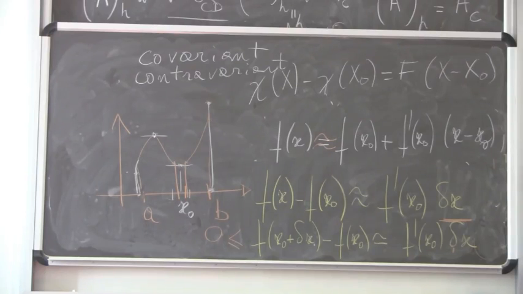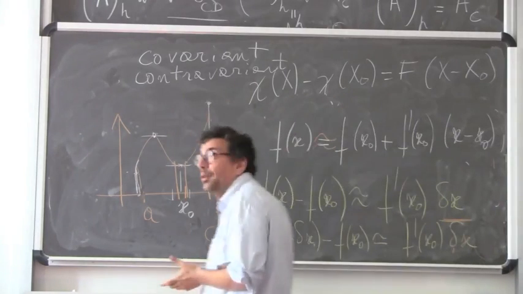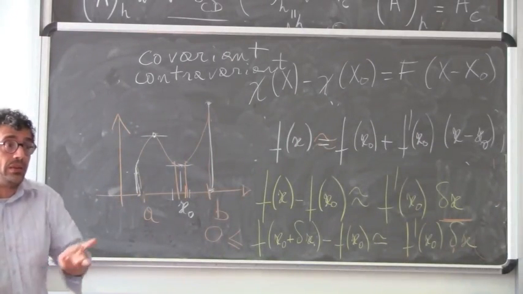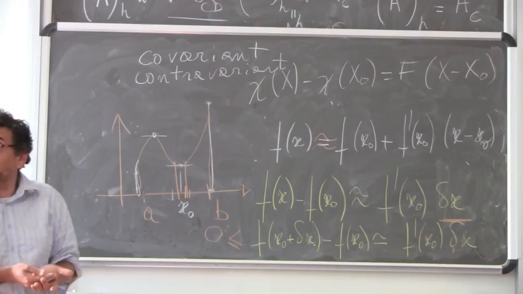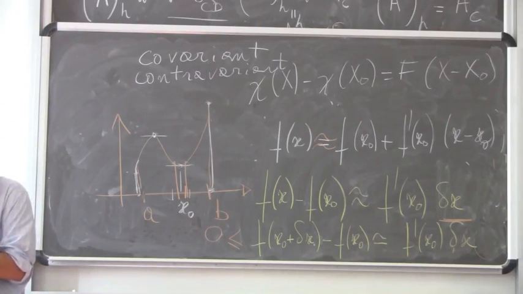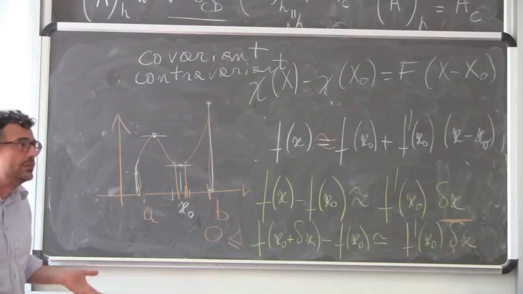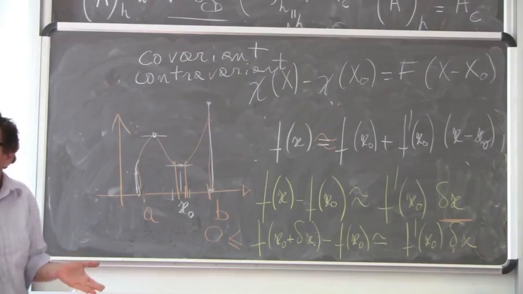So imagine ab absurdo that f prime x0 were positive. You choose delta x negative, and this inequality is not verified. Then f prime has to have a negative sign. But then you choose delta x positive and you get another absurdum. What can you do? f prime has to be 0. This is the only possibility.